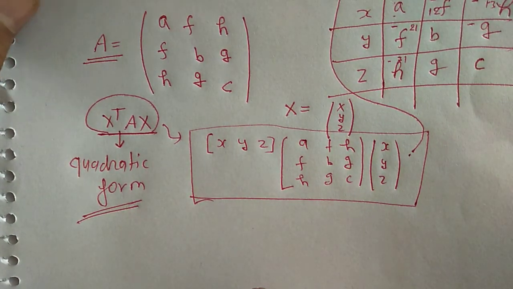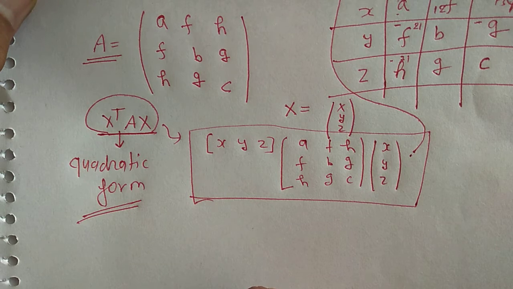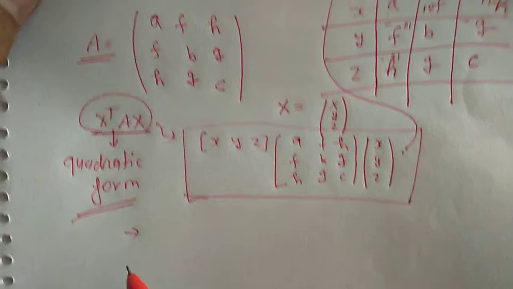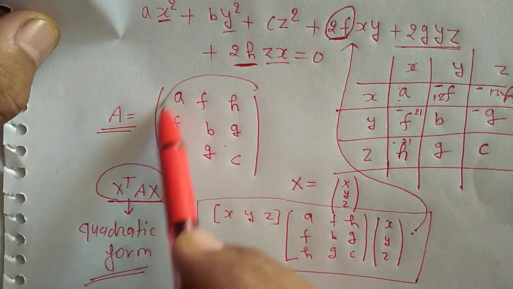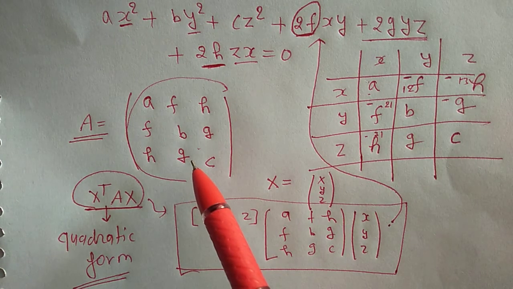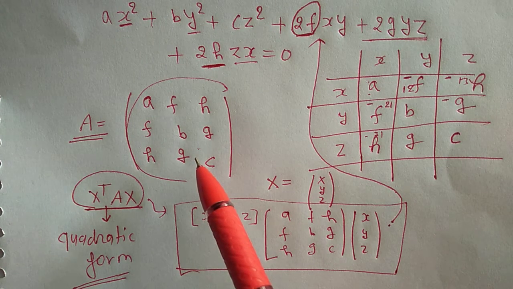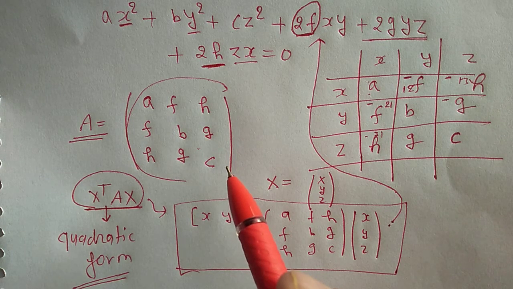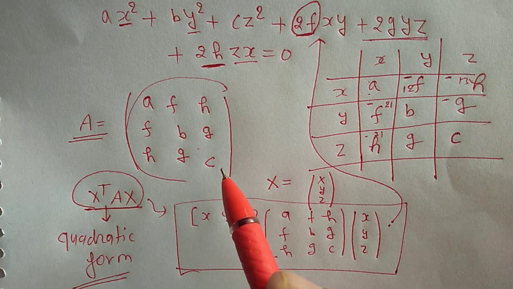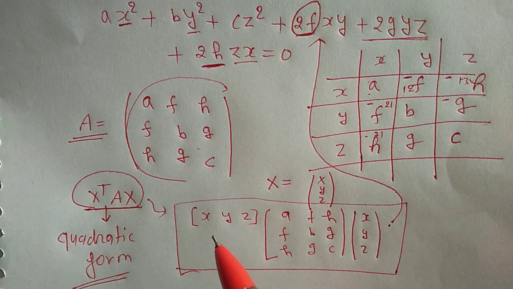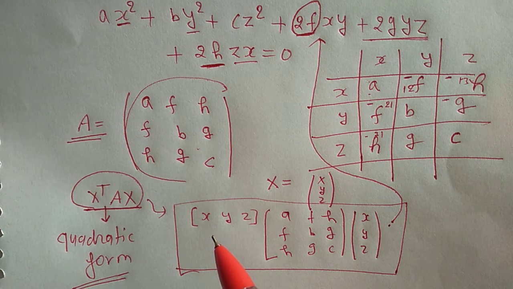Now how to change it to canonical form? Let us see the procedure. If you see here, this is the symmetric matrix. In a quadratic form, the coefficient matrix is always a symmetric matrix. For a symmetric matrix we have an orthogonal transformation. There we have Q transpose A Q equal to D, where Q is the orthonormal modal matrix.